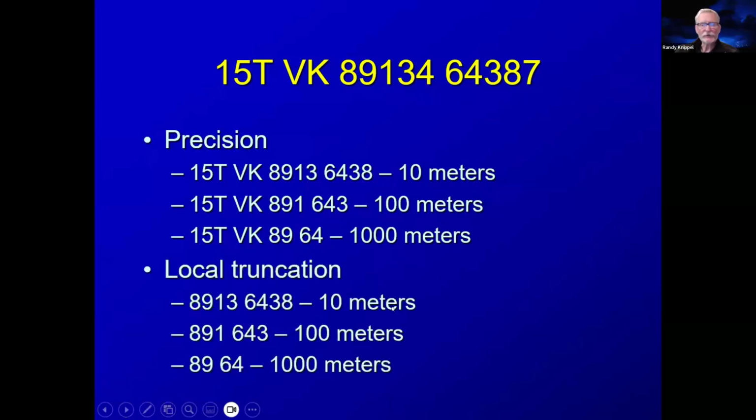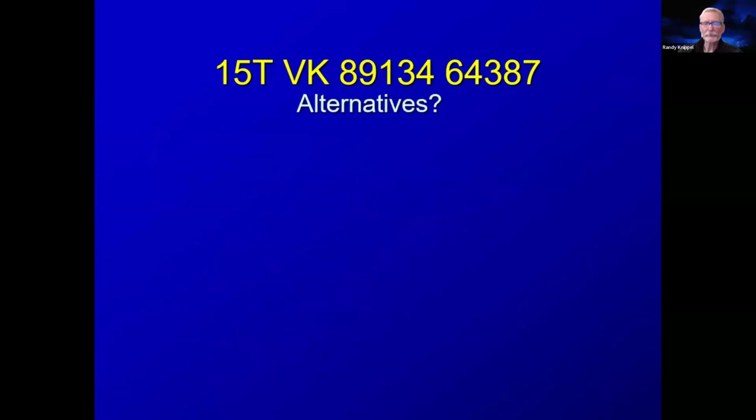Then we can also do local truncation. So if we remove the 15 Tango Victor Kilo from the left, we can describe, once we know that our area of operation is completely contained within that large area, we don't need to say it over and over and over. It would just be redundant. It's important that everybody knows about that, but we can simply say grid 8913-6438. And now we're describing a location to a precision of 10 meters within our local area of operation.